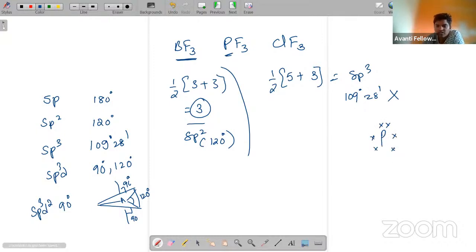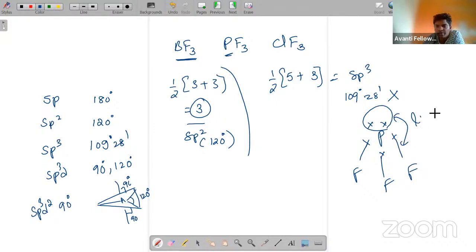Okay, sorry, we are having 5 electrons, right? Phosphorus is having 5 electrons, 1, 2, 3, 4, 5, right? So now for PF3 we have to write F, F, F. So there is one lone pair, and lone pair-bond pair repulsions will be there. So that is why it is not 109 degrees 28 minutes. It will be less than that. It will be less than 109 degrees 28 minutes.